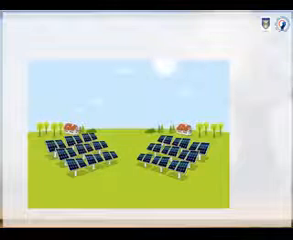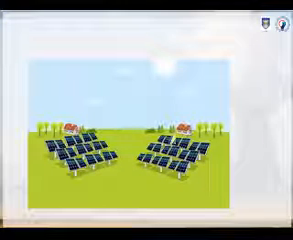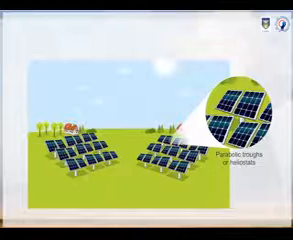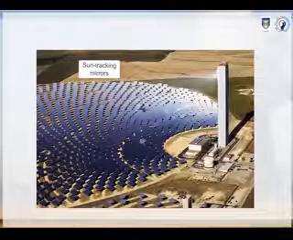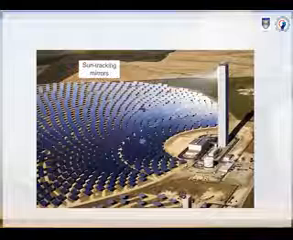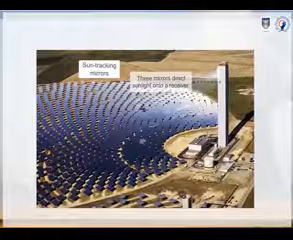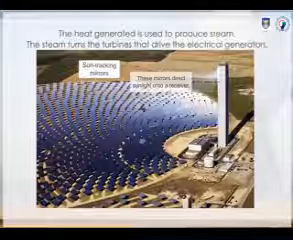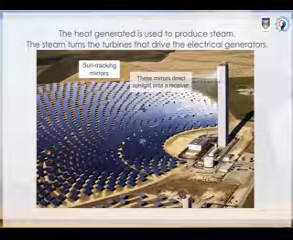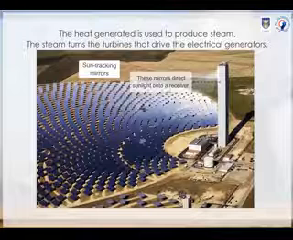Solar photovoltaic generation produces energy by using either parabolic troughs or heliostats. These are sun tracking mirrors. The central tower type of solar thermal power plant uses hundreds or thousands of mirrors depending on the plant size. These mirrors direct sunlight onto a receiver on top of a tower. The heat generated is used to produce steam. The steam turns the turbines that drive the electrical generators.